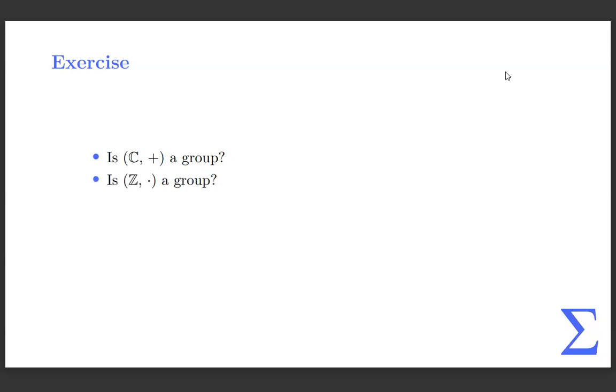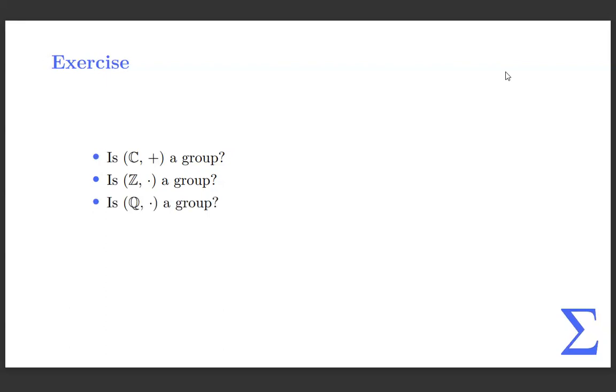Are the integers over multiplication a group? Thoughts? Yes, no. How many people think yes? How many people think no? Okay, most people think no. Why? No inverses. So what's the inverse of 2 in Z under multiplication? Well, over the reals, it's 1 over 2, but 1 over 2 is not an integer. Is this a group? Because now I have 1 over 2 as well.